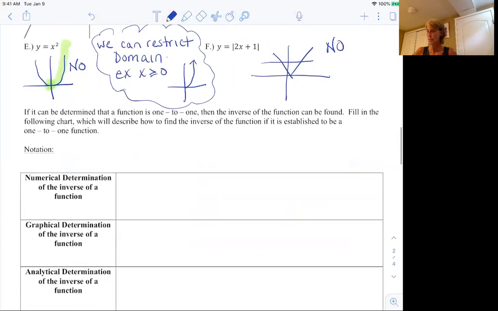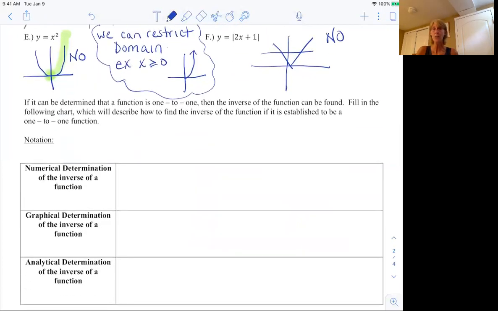If it can be determined that a function is one-to-one, then the inverse of the function can be found. Now, another note here. We can find the inverse of any function, but whether or not the inverse is a function is what's important to us. So we're going to be dealing with functions that have inverses that are also functions. Fill in the following chart, and this is just going to be a chart to let you know how to do it in different cases if it is established to be a one-to-one function.